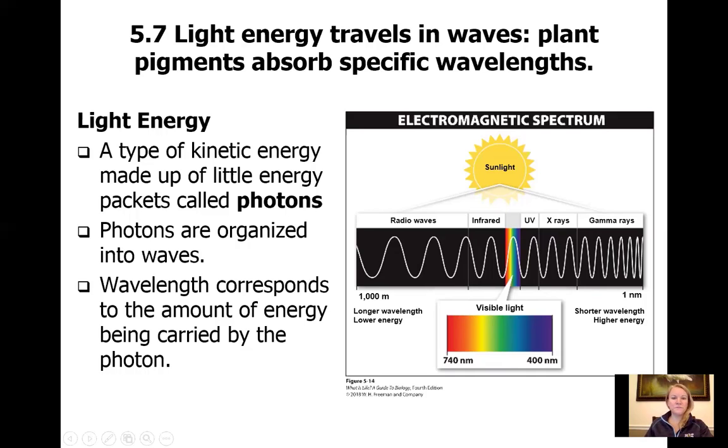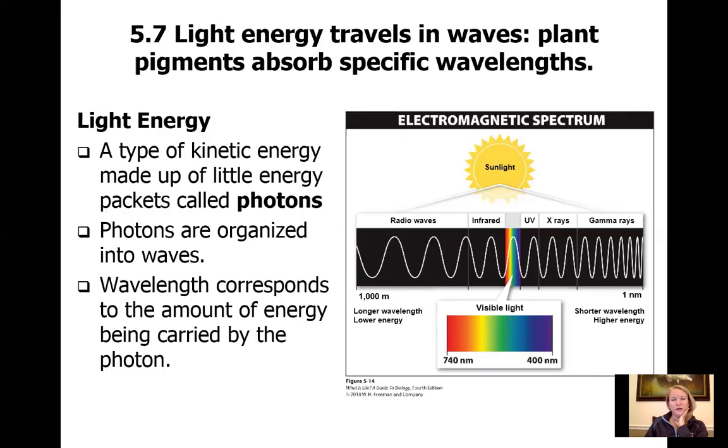So let's see what it says here. A type of kinetic energy made up of little energy packets called photons. That's what we get from the sun. So that's our moving energy, right? Photons. These photons are these waves, and there are different types of waves coming from the sun, all from that sun, but different types. So wavelength corresponds to the amount of energy, as I was saying before.